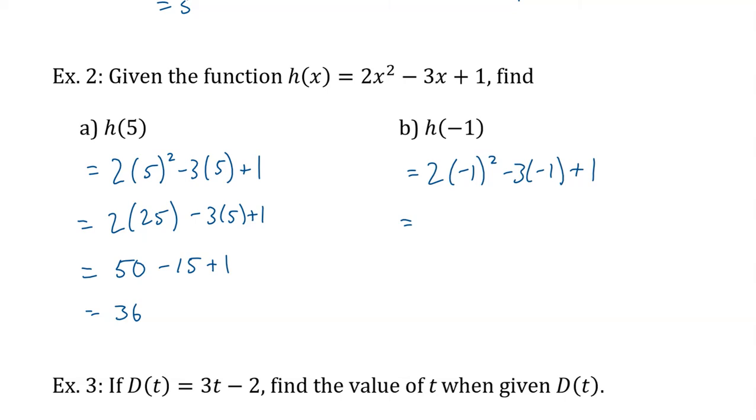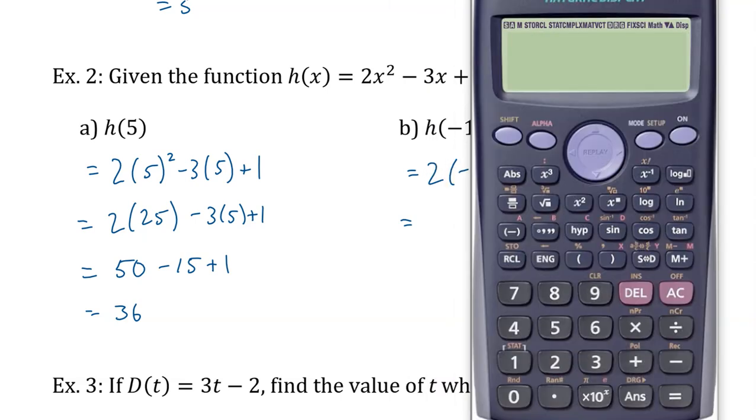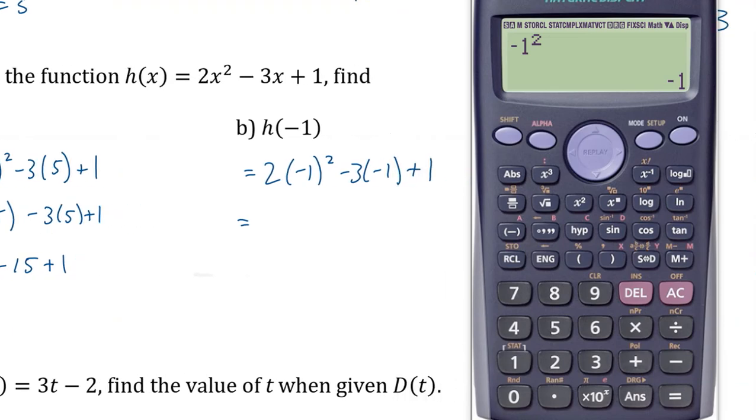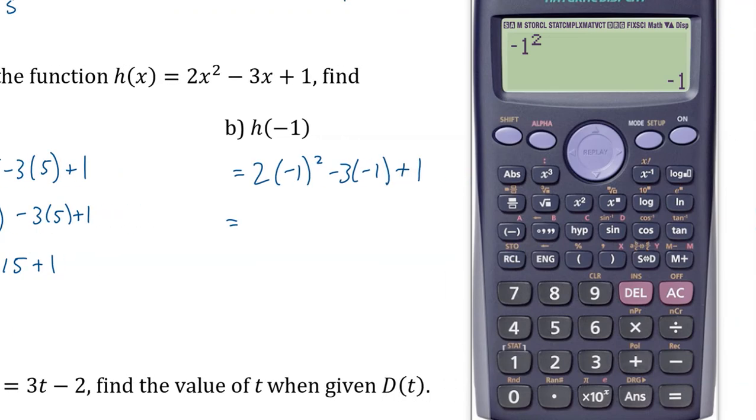Negative 1 all squared is positive 1. Be careful, if you type this in on your calculator wrong, negative 1 squared, you're going to get the wrong answer. So this is why sometimes it's better to do some of the simple math in your head, learning the rules. But if you type this in the correct way, you could do all of this in one shot.